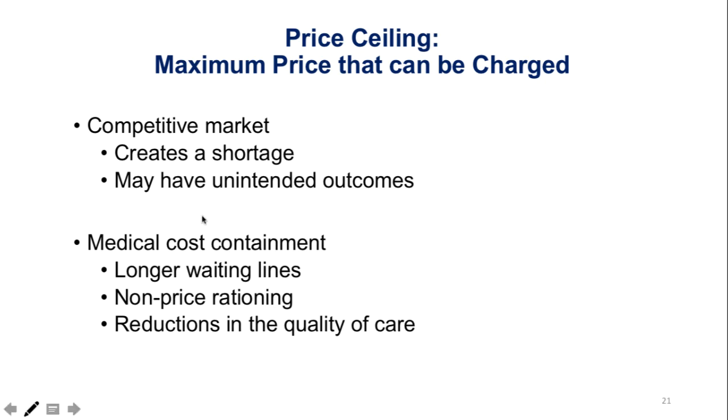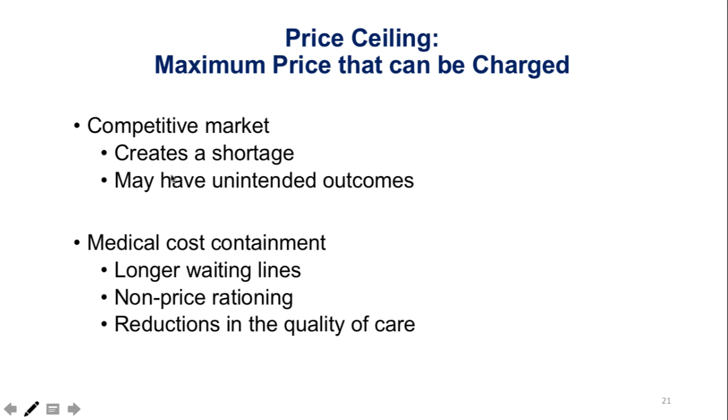So let's see. The first thing is that government can restrict the prices. For example, government can set up a price ceiling, which means the maximum price that can be charged in the market. This maximum price that can be charged in the market should be lower than the market price equilibrium.